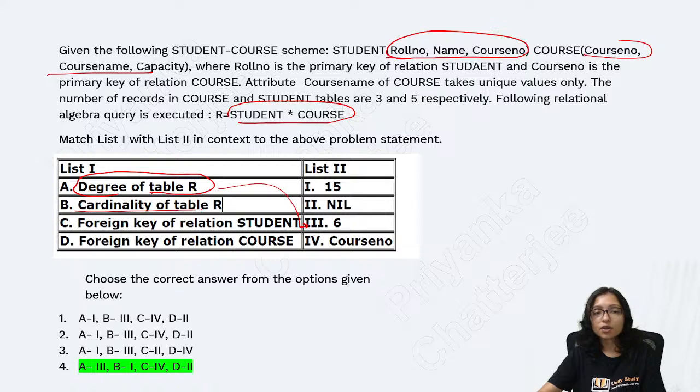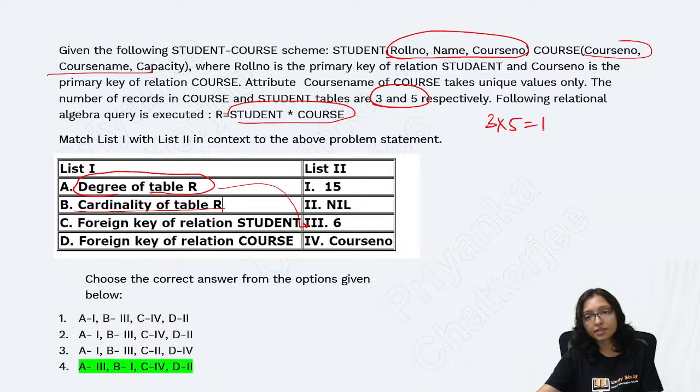Cardinality means number of rows. So here it was 3 and 5. So it will be 3 multiplied by 5, that is 15. After the Cartesian product, it will be 15 here.